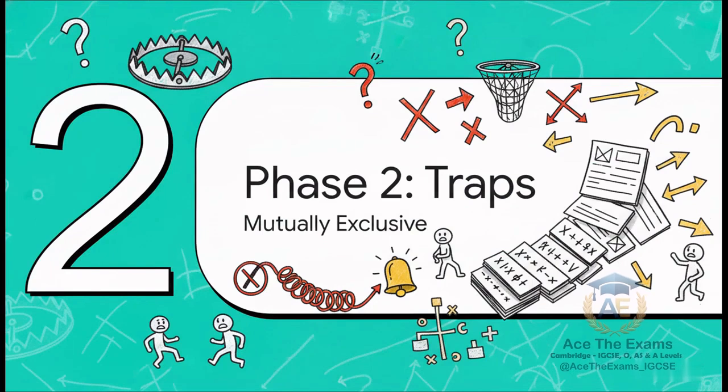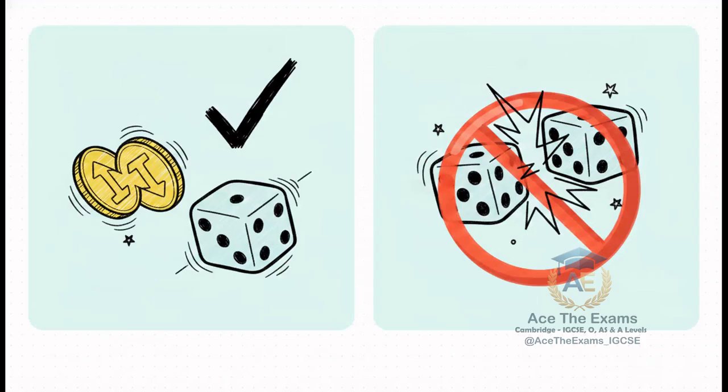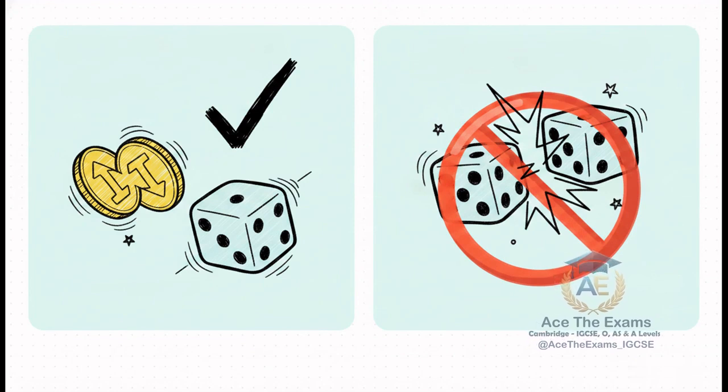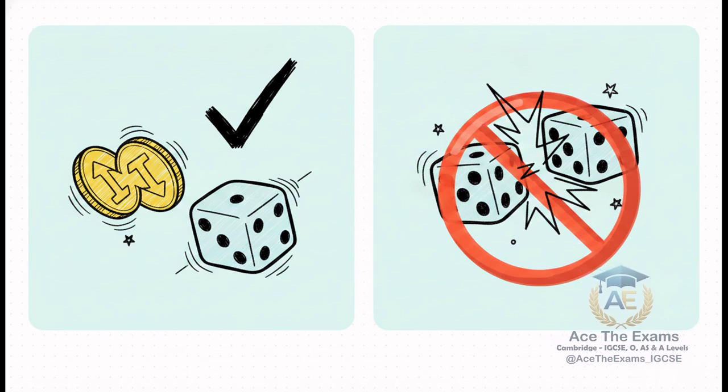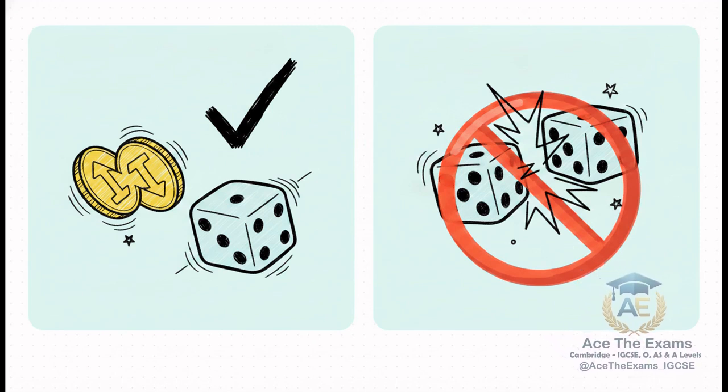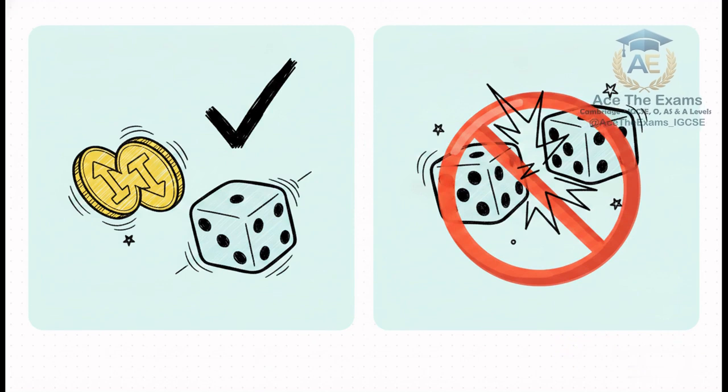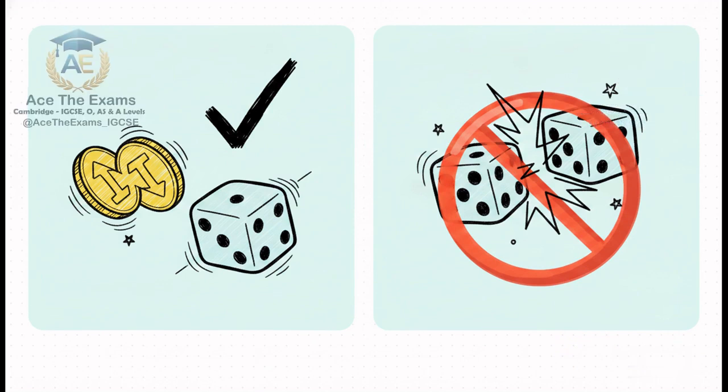Moving on to Phase 2, traps. Let's see how confusing independent events with mutually exclusive events creates a deadly trap for students. The absolute most crucial point here is understanding the fundamental difference between these two concepts. Independent events can happen together. You can absolutely flip a head and roll a 5 at the exact same time. The events just don't care about each other. To find out how often they happen together, you multiply.